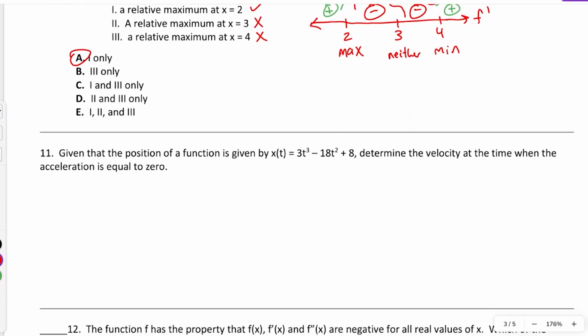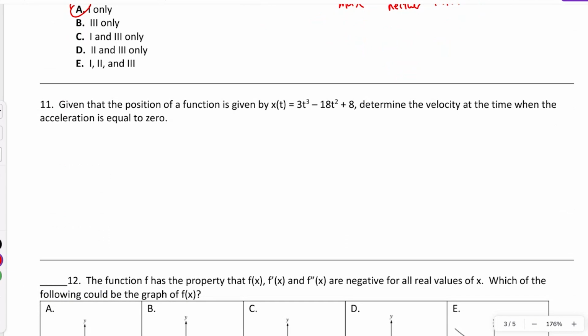Number 11 says given that the position of a function is given by this nice little equation here, determine the velocity at the time when the acceleration is equal to 0. So the velocity is the derivative of the position. So v of t is equal to x prime. And that's going to be 9t squared minus 36t. So that's the velocity equation.